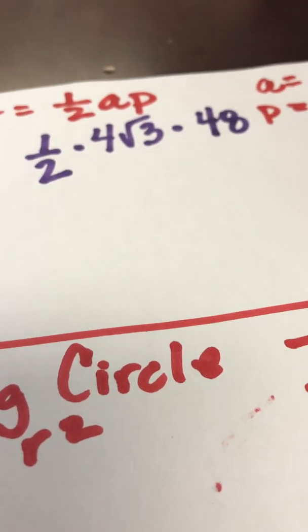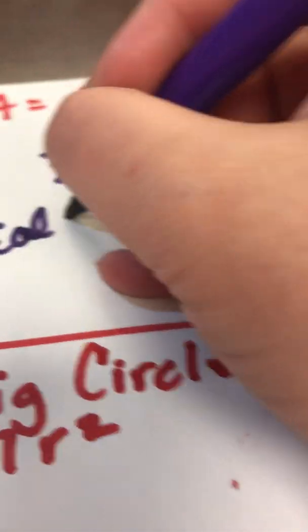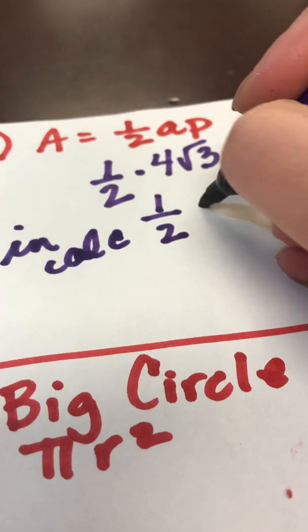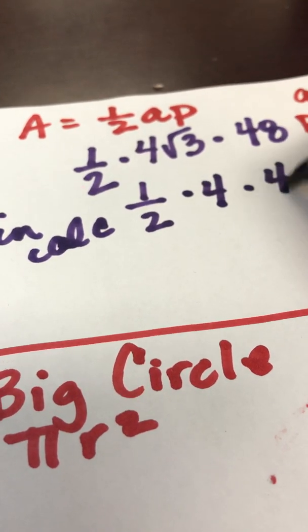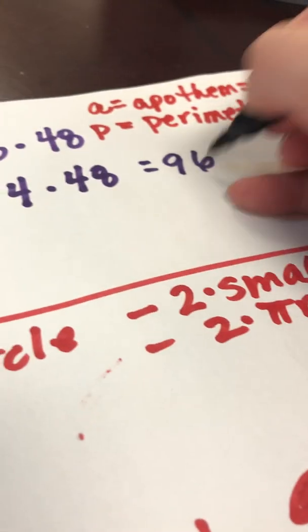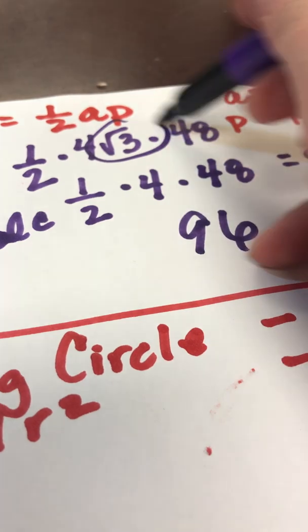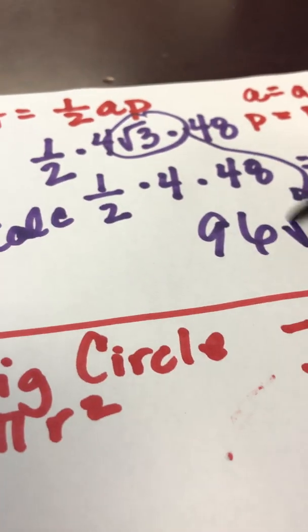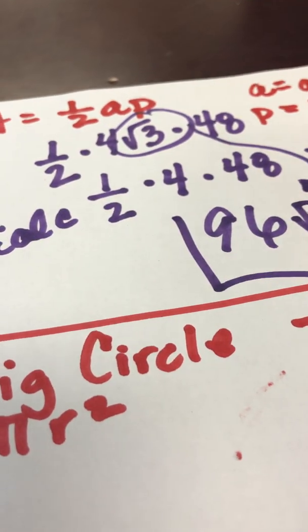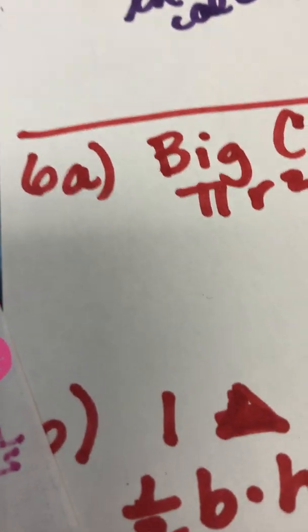And then if you're trying to do it in your calculator, you do 1/2 times 4 times 48. And I think that gives you like 96. And then you put on the square root 3. Done with that problem. Let's look at number 6.